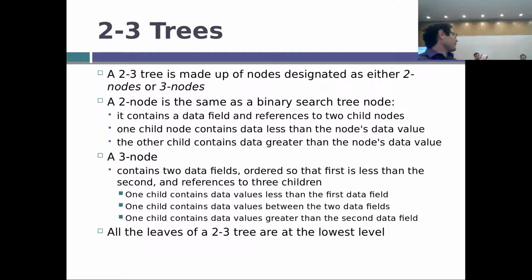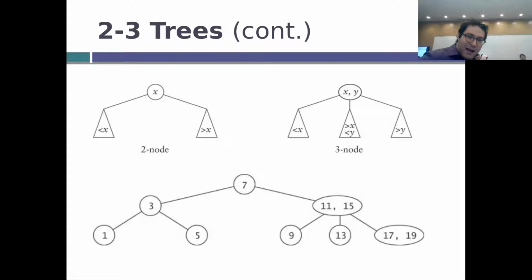Your left child has all the numbers that are less than both the numbers. Your right child has all the numbers bigger than both the numbers, and your middle child has all the numbers in between. Like a range. So here's an example. Notice that 11 and 15, this node will hold everything between those two.